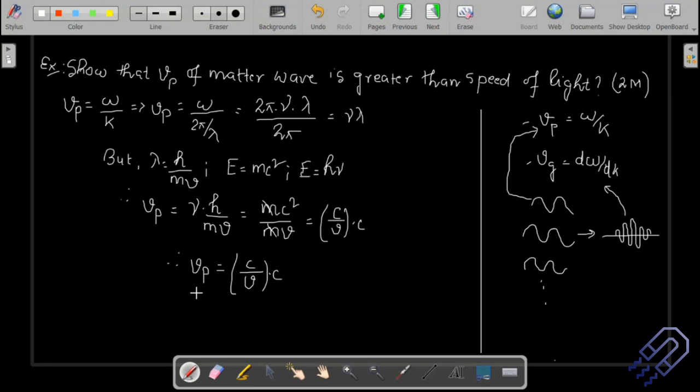Now look here, this obviously shows that the phase velocity is greater than the speed of light. How? Because whatever velocity we are considering for a system, and we have also seen it in the special theory of relativity, v is always less than c. This implies that c by v will obviously be greater than 1. c by v is going to be greater than 1. So you take a value which is greater than 1 and multiply it with c. You're definitely going to get an answer which is going to be greater than c. Right?